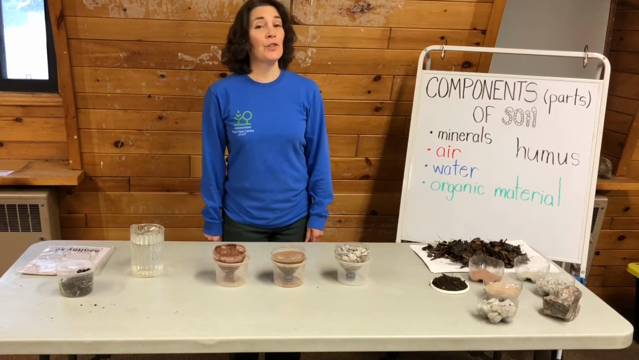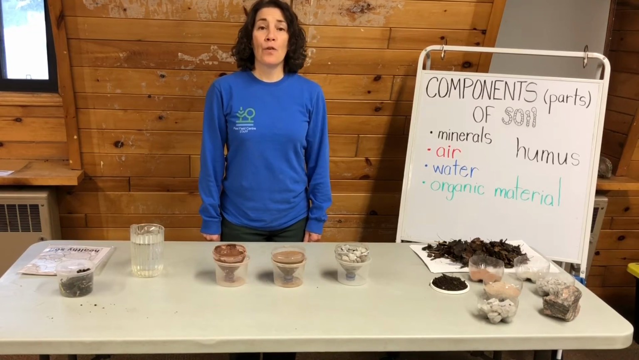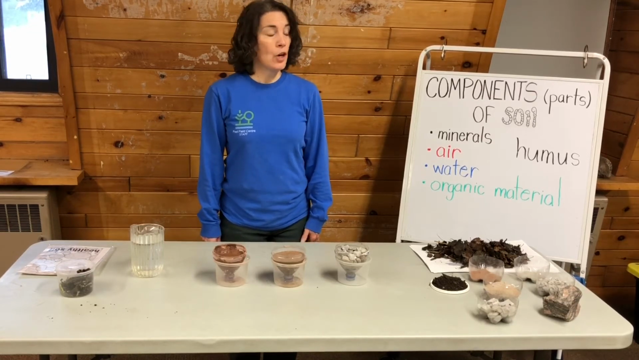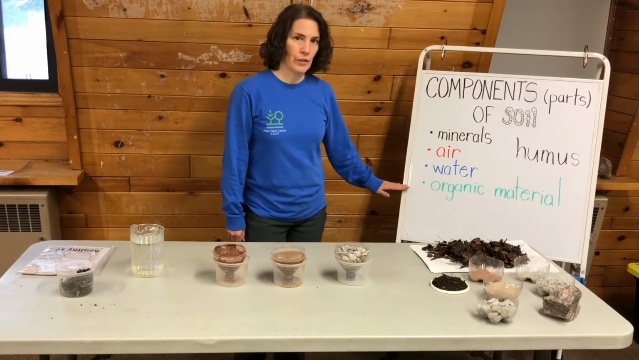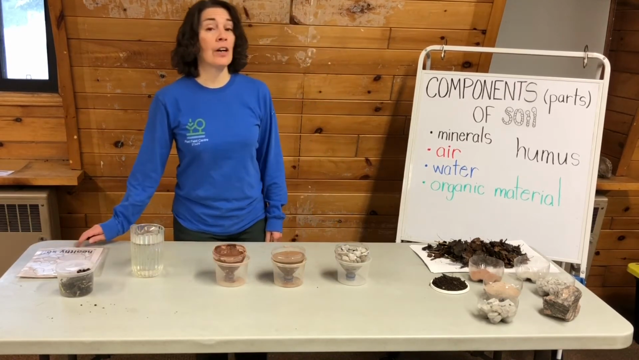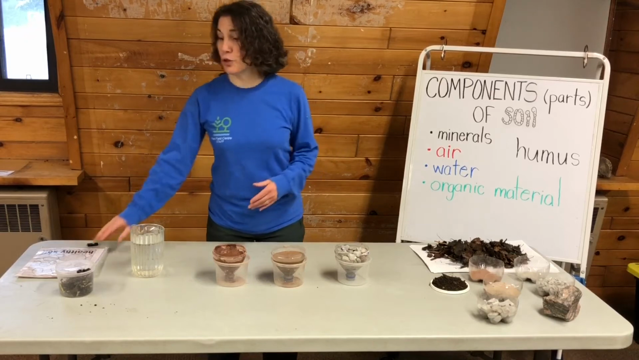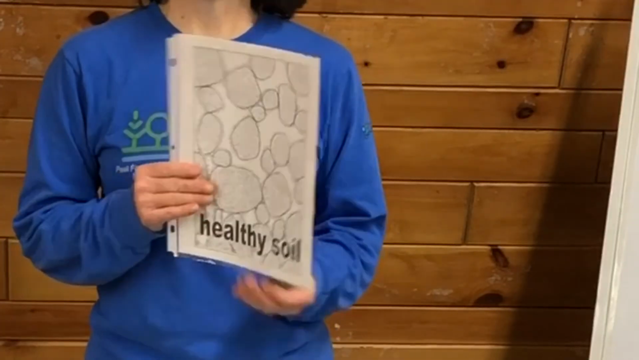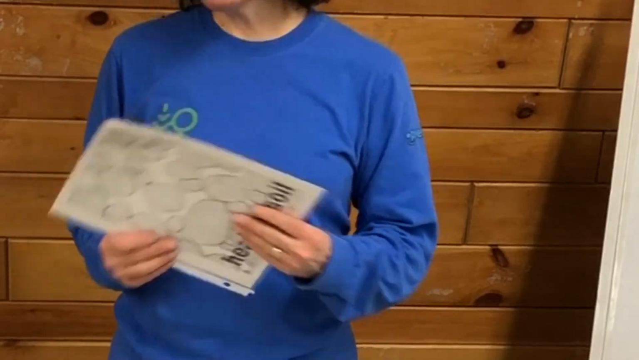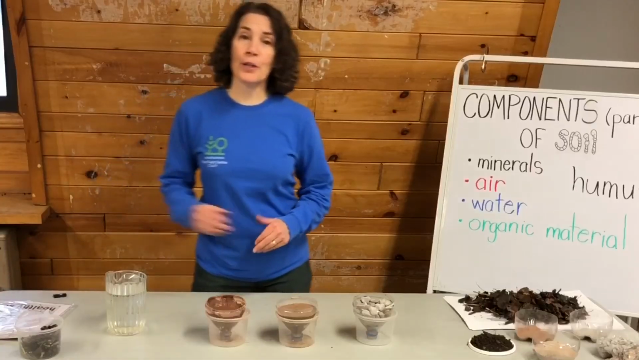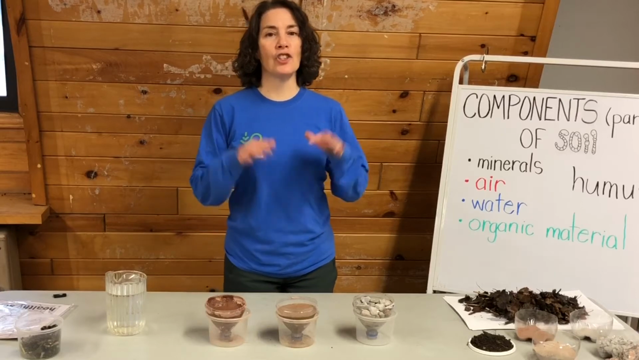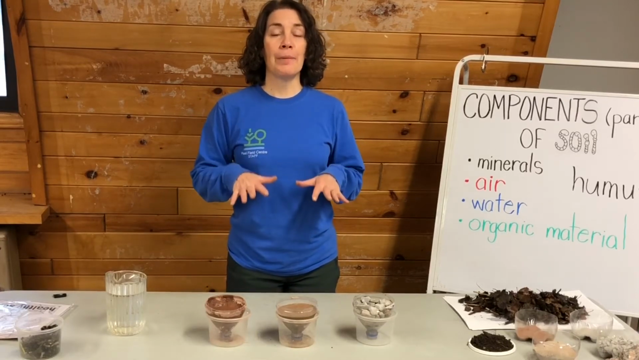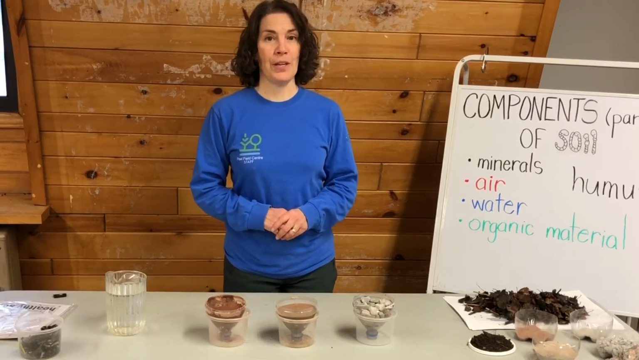Now, let's do an experiment. For healthy soil, we know there must be air and water in it. However, the air and water must be allowed to move freely through the soil. Otherwise, it's not healthy. So we're going to do what we call a percolation test. Percolation means water being able to move through something.